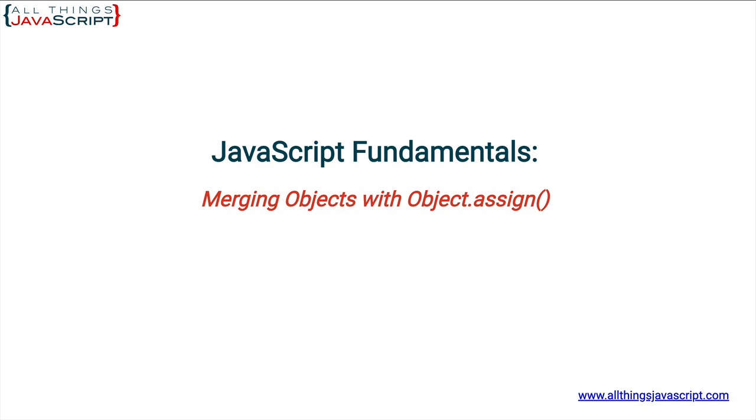So Object.assign copies all the own enumerable properties from one object to another. First, the property must be a part of the object and not on the prototype. That is what is meant by own. And by the way, if you are not familiar with prototypes, I'll link to a video on that in the description. And the property must be enumerable.